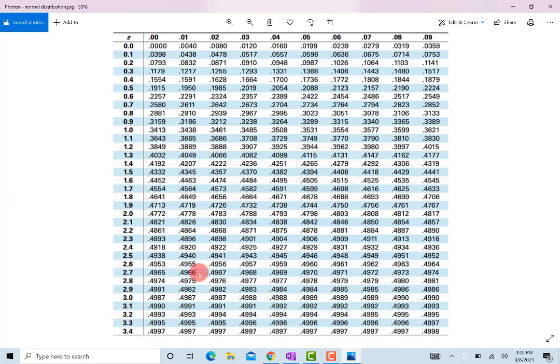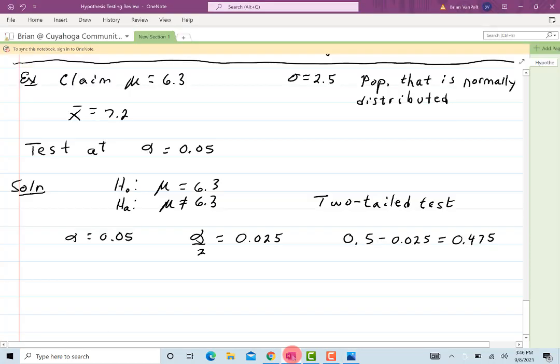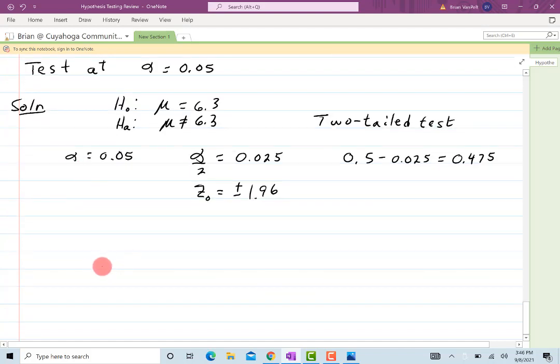All right, 0.475, oh, right there, 1.96. So across from 1.9, and this is exactly right there, so that's a nice number to have. So in reality, we have a z sub 0 equal to plus or minus 1.96. So when you draw a picture of this, and of course the mean is 0 in the standard normal distribution.